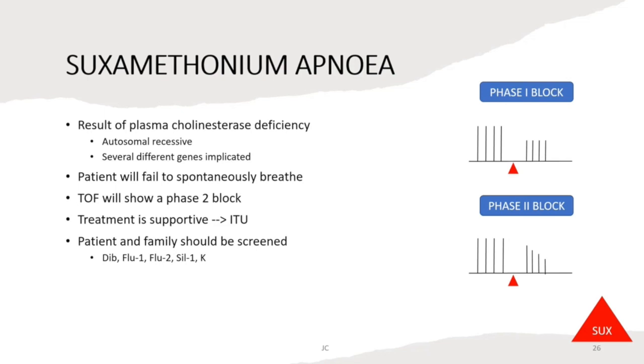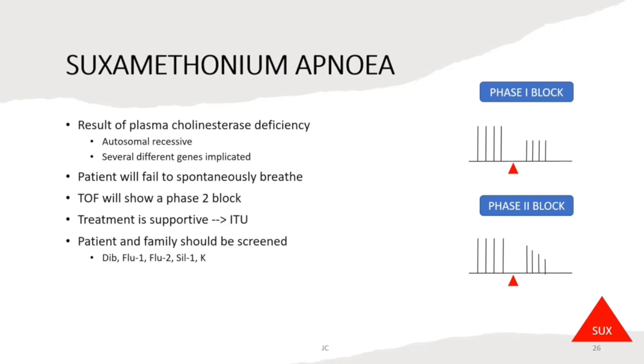And then a phase 2 block is more typical of your competitive inhibitors, like your non-depolarizing agents, where you'll see some fade. But in this case, with SUX apnea, and you have a deficiency of the cholinesterase, a deficiency of plasma cholinesterase, you'll interestingly get a phase 2 block. So your clues for SUX apnea is a patient who's failing to spontaneously breathe, and when you do a train of 4, you see a phase 2 block.